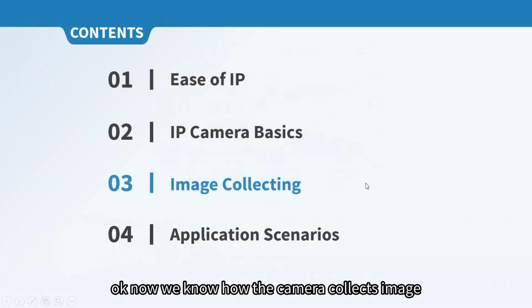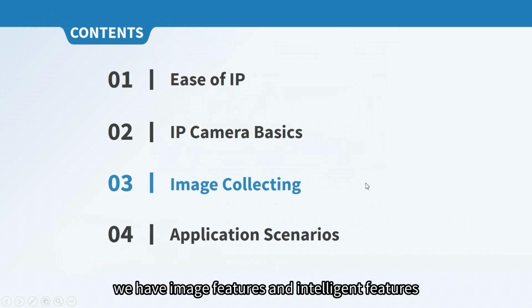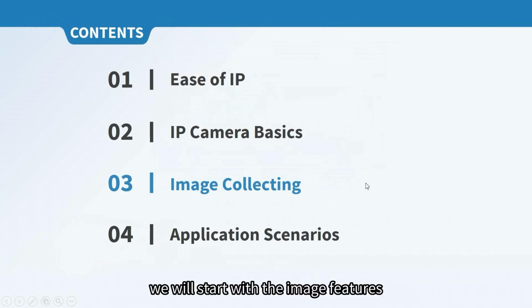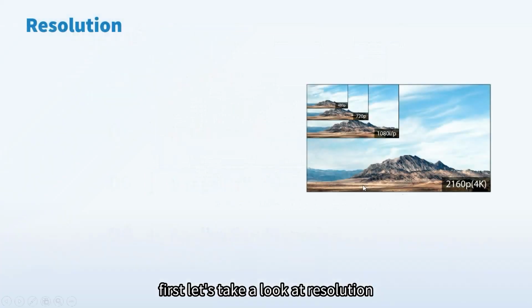Okay, now we know how the camera collects images like human eyes. For image collecting performance, we have image features and intelligent features. We will start with the image features. It is very important for a camera to take great quality images in no matter what conditions. First, let's take a look at resolution.